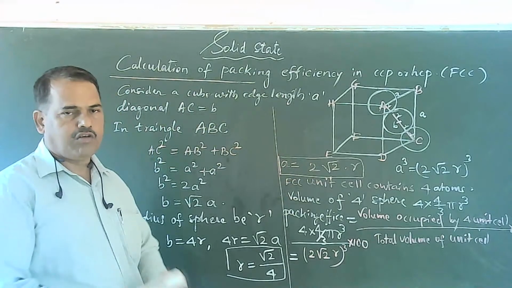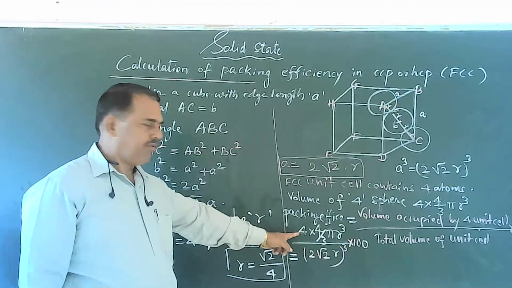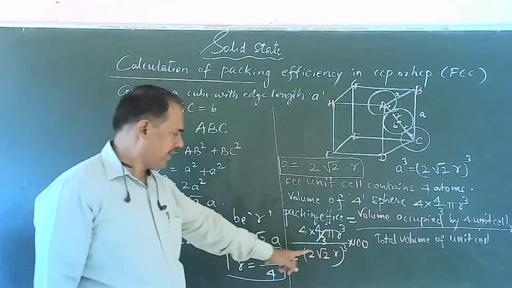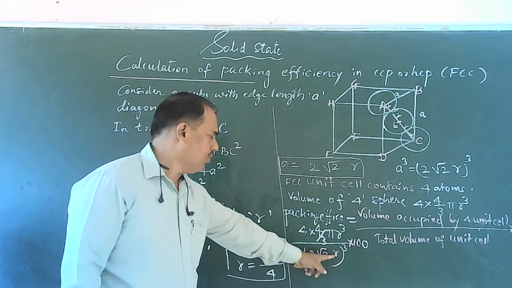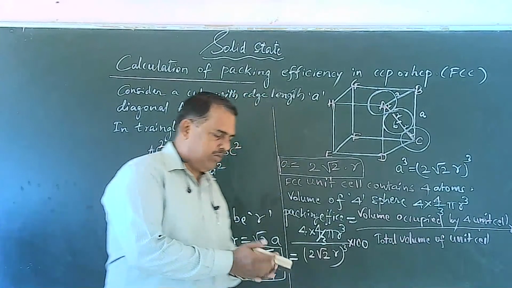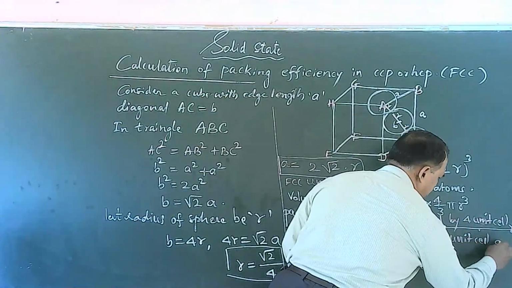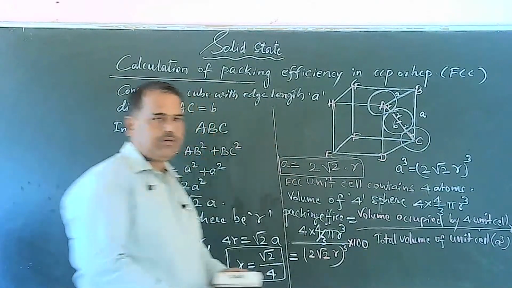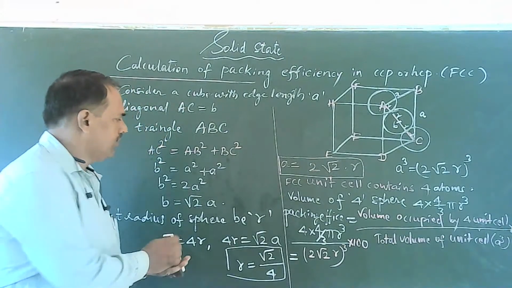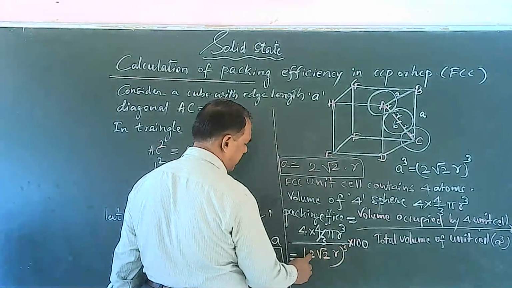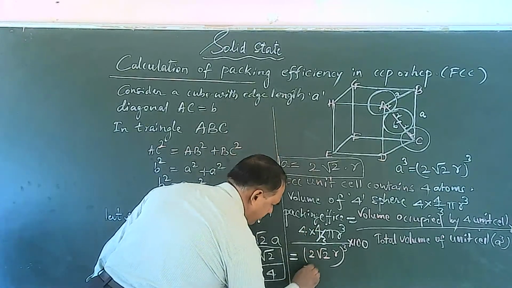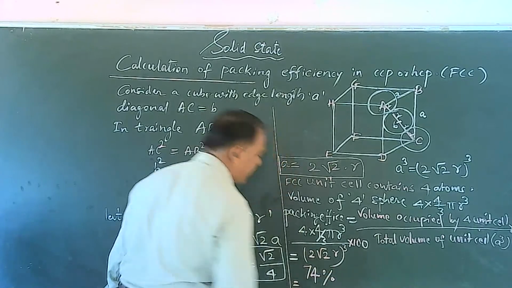Are you clear? See, just you are substituting the value here. 4 into 4 by 3 pi r cube divided by 2 into root 2 R cube, which is the total volume of the unit cell. What do you mean by total volume of the unit cell? It is nothing but 8 r cube. Are you clear? So you can easily calculate them. Here the cube of 2 root 2 is 16 root 2, and you will get the value as 74%.